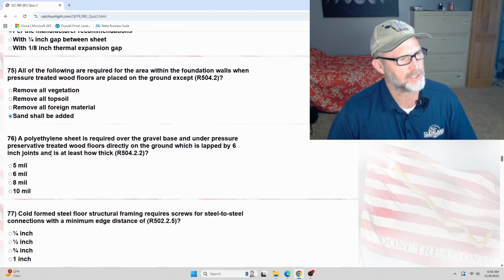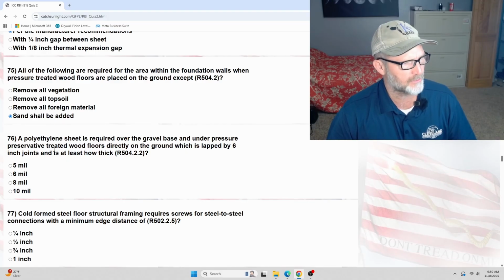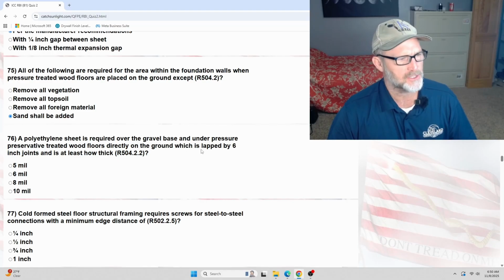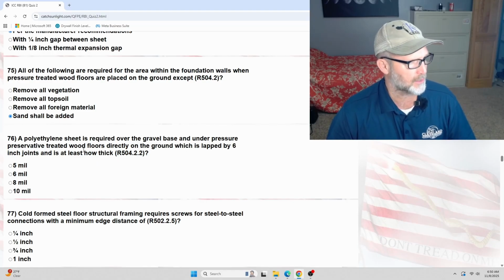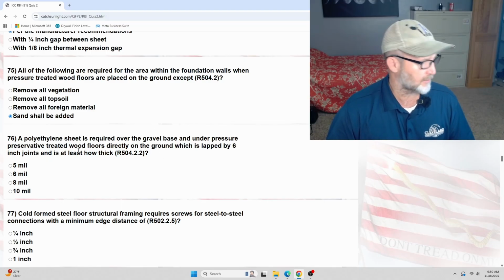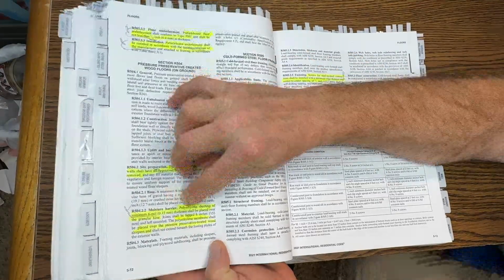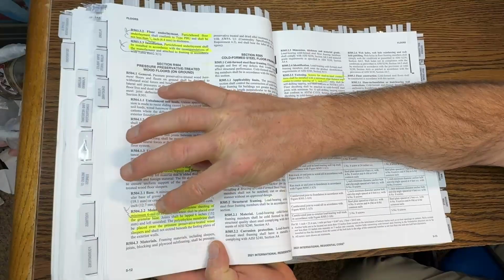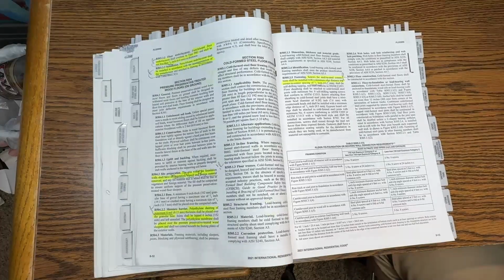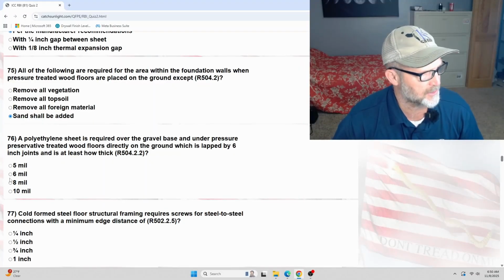All right, 76. A polyethylene sheet is required over the gravel base and under pressure preservative treated wood floors directly on the ground, which is lapped by 6-inch joints and is at least how thick? So how thick is your vapor retarder going to be underneath the pressure preservative treated wood floors? So let's look at R504.2.2. R504.2.2, polyethylene sheeting of a minimum of 6 mil. There it is right there. So 6 mil shall be used in that situation.